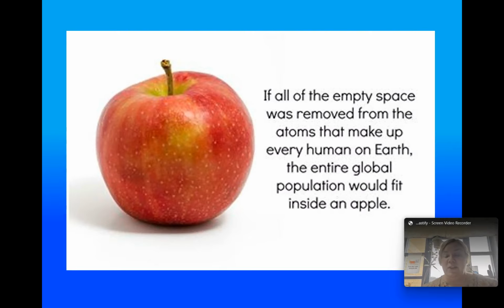If you took out all of the empty space of every single human being on this planet, and the global population now is around 7 billion, the entire global population could fit inside of an apple if you took out the empty space from every atom that made up every molecule that made up a human body and all of the humans on the planet. That is wild to think about, how much empty space there is.